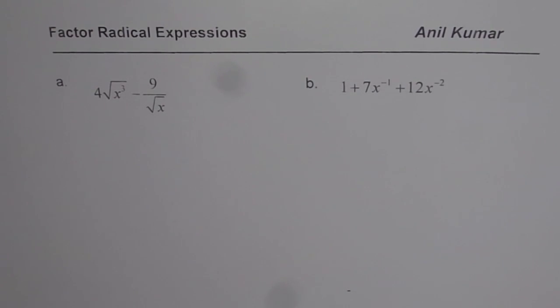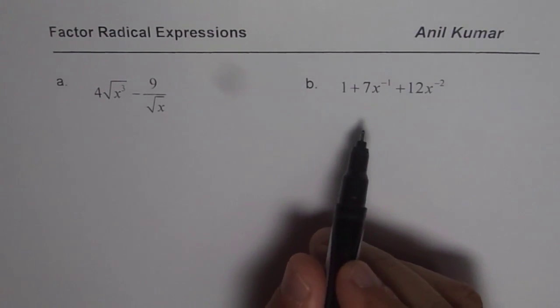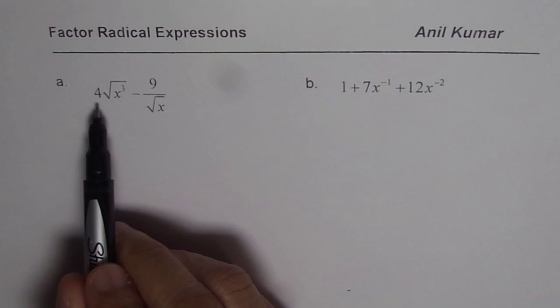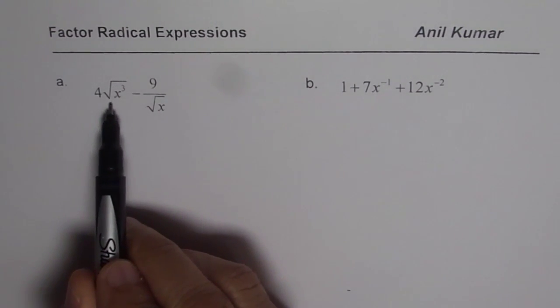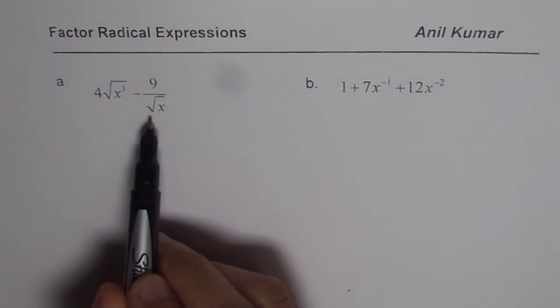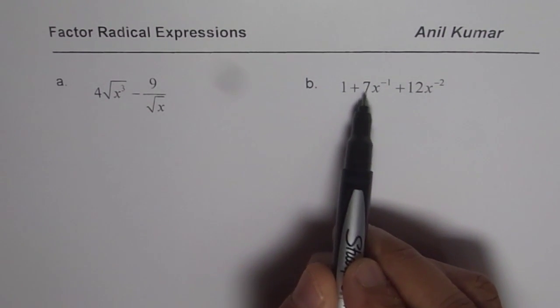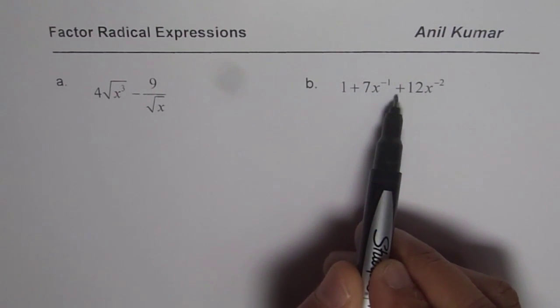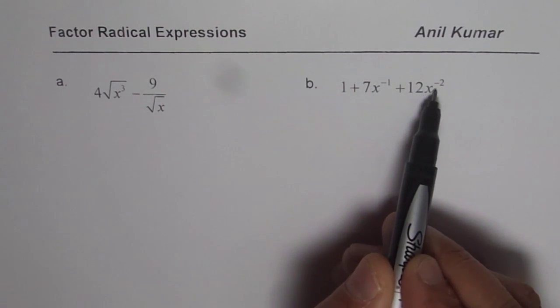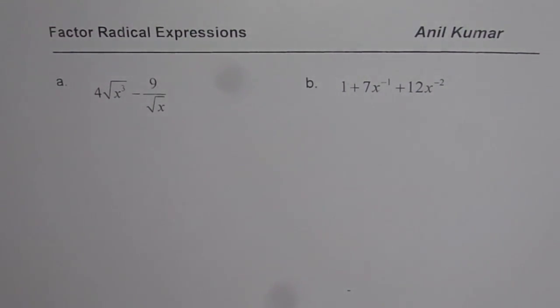I'm Anil Kumar, and in this video we will try to factor radical expressions. Now, as a part of pre-calculus, this is one of the most important exercises. We have two radical expressions here. The first one is 4 x to the power of 3 over 2 minus 9 over square root of x. The second one is 1 plus 7 times x to the power of minus 1 plus 12 times x to the power of minus 2. Let us see how to factor these expressions.